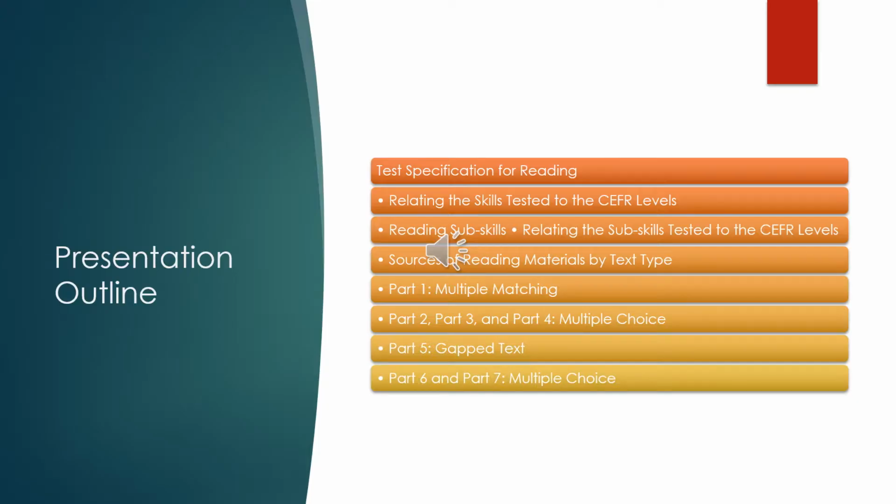Hi everyone, now let's look at the presentation outline for Reading MUET CEFR. Test specification for reading, relating the skill tested to the CEFR levels. Reading sub-skills, relating the sub-skill tested to the CEFR levels. Sources of reading materials by text type. Part 1, multiple matching. Part 2, Part 3 and Part 4, multiple choice. Part 5, gap text. Part 6 and Part 7, multiple choice.